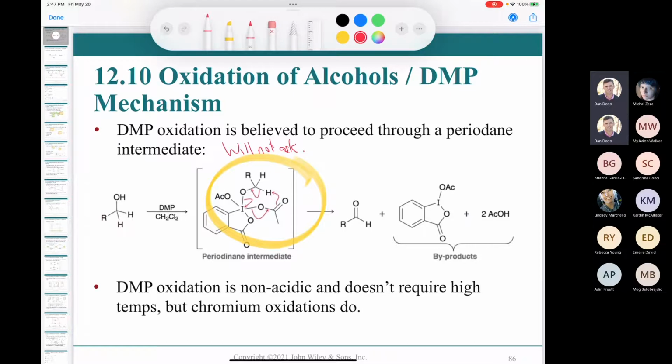But here we go. And if you're wondering, what other advantages does the Dess-Martin periodinane have? Another advantage that it has is that it's not acidic. So if you have anything that's acid labile in your compound, it's not going to be degraded. And it doesn't require high temperatures. The only caveat to the periodinane is that it's shock sensitive, so it's slightly explosive, so I guess you have to handle it with care.